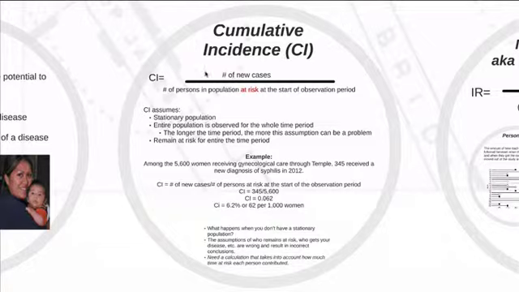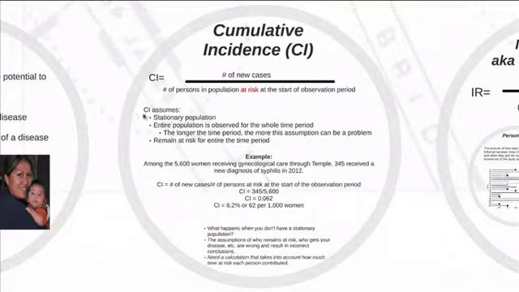So your numerator will be the number of new cases that arose, let's say, after 1 year. And your denominator will be the number of persons in the population at risk. Again, we need to be able to determine who had the potential to become a case as they're part of our population at risk at the start of that observation period. So let's say the population of Philadelphia on January 1st. Okay, so there's our definition.